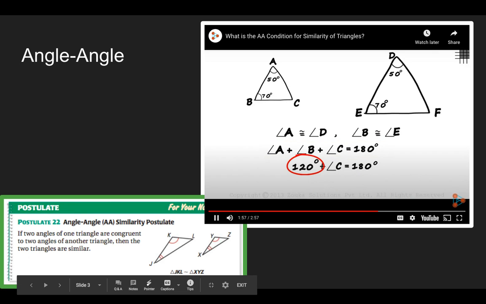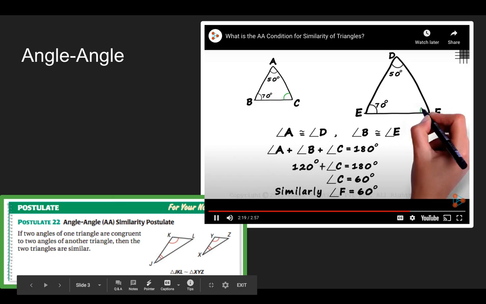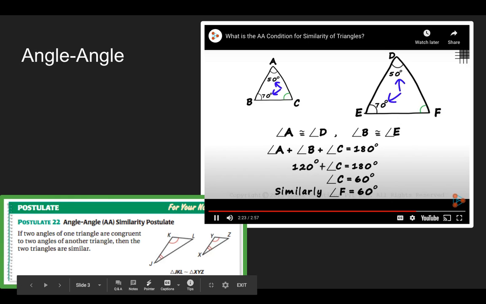Transposing 120 degrees to the other side, we get the measure of angle C as 60 degrees. So we got the measure of the third angle of this triangle as 60 degrees. Similarly, we find the measure of angle F in this triangle as 60 degrees. So the measure of this angle is also equal to the measure of this angle. Basically, with data of just two pairs of corresponding angles, we could figure out the similarity between triangles.